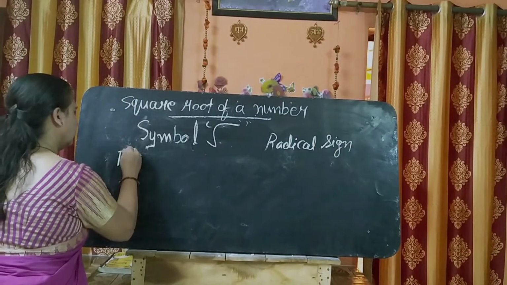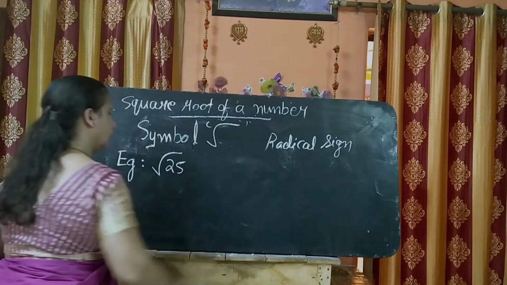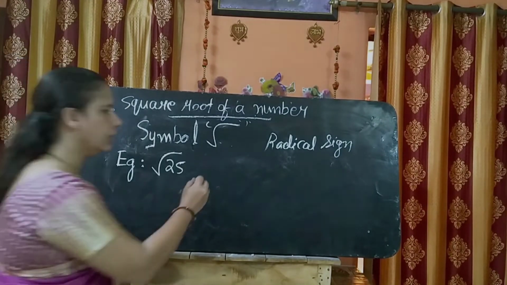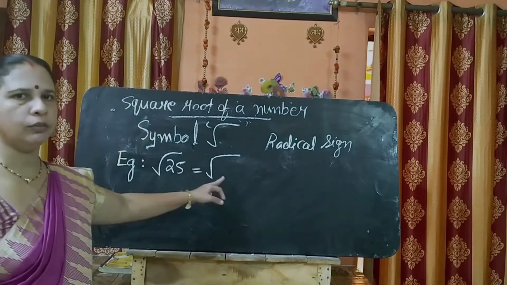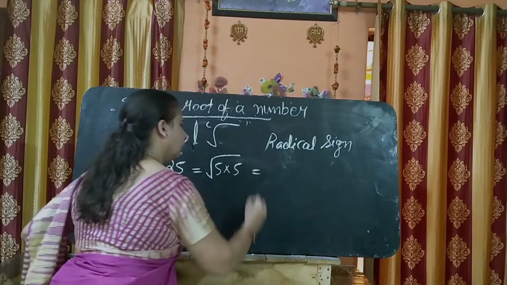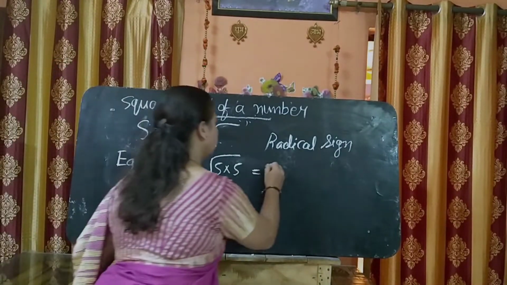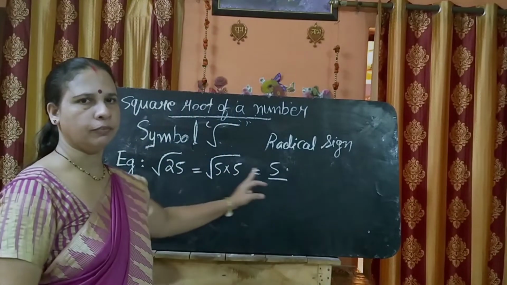Example. Root of 25. We will write this way. Root of 25 equals root of 5 into 5. We will take only one 5 from these two 5s. This is the square root of 25.